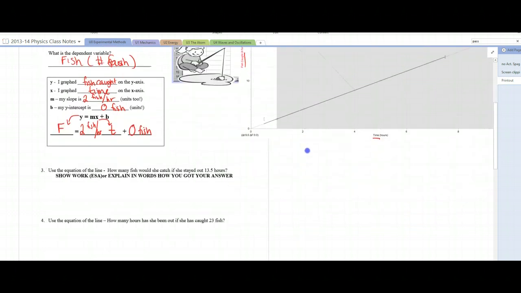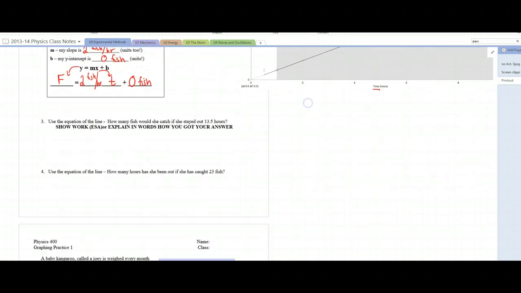Okay, so applying that algebraic model that we just came up with, it says using the equation of the line, how many fish would she catch if she stayed out 13.5 hours? So equation, substitute, and answer. I have that f equals 2 fish per hour times time. I'm going to leave off the plus 0 because it's plus 0. Substitute in: f equals 2 fish per hour times 13.5 hours equals 27 fish. She will catch 27 fish if she stays out 13.5 hours.